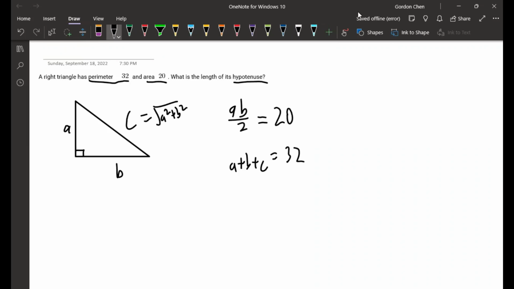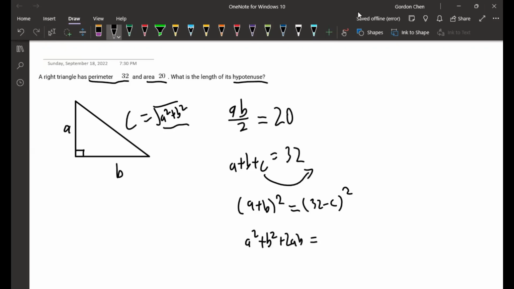So when we're trying to find the hypotenuse, we're probably going to be finding a squared plus b squared. And to get that, we'll subtract c to here. So we'll have a plus b, and then squared, equals 32 minus c, and then squared. And what this gives is a squared plus b squared plus 2ab is equal to 32 squared minus 64c, and then plus c squared.